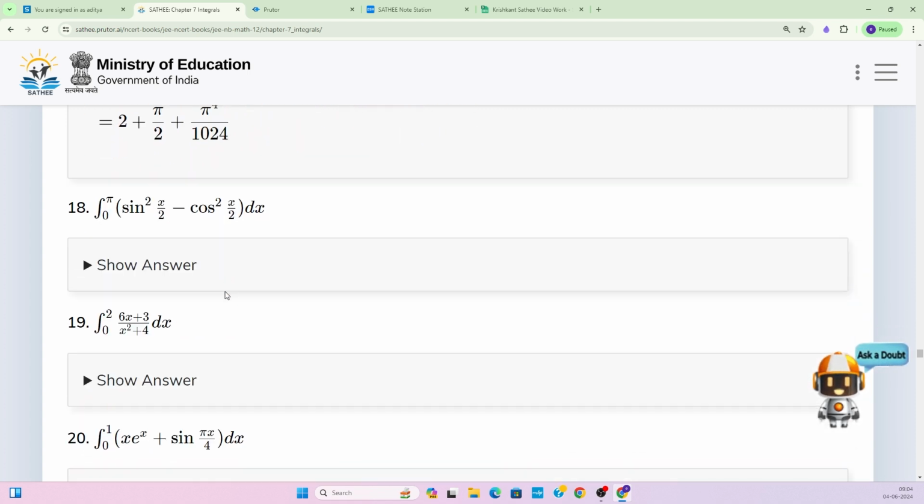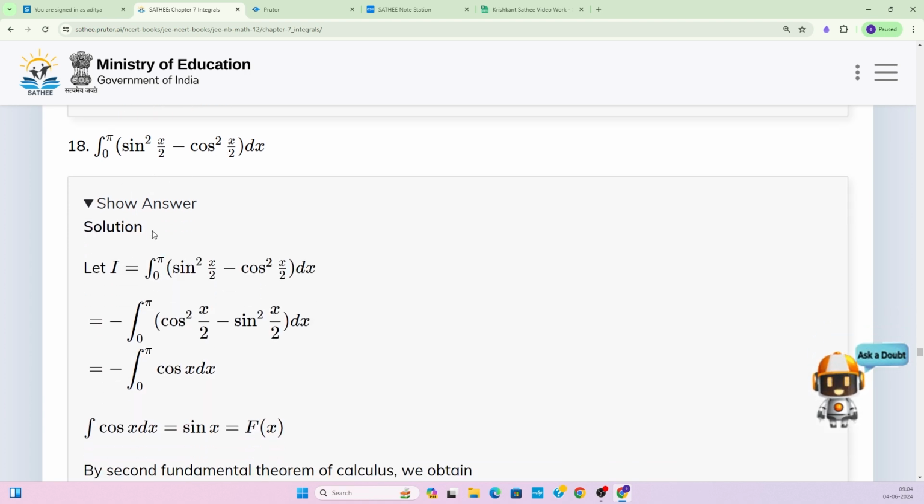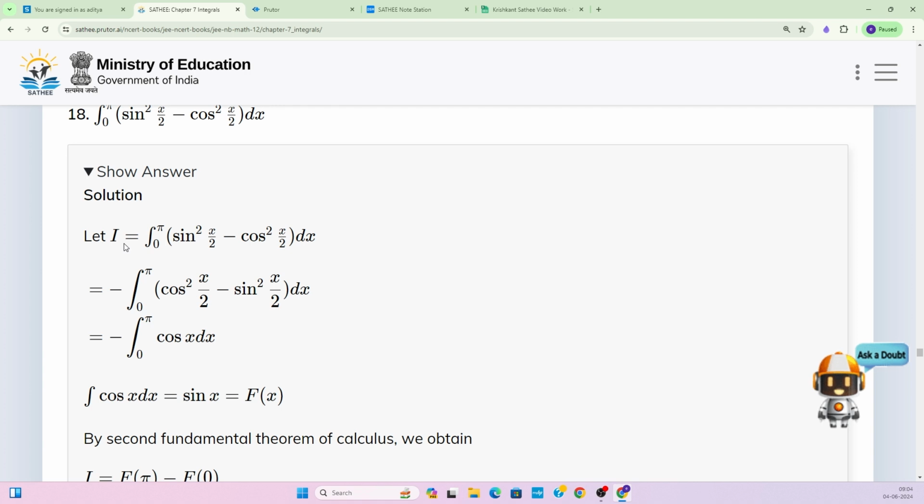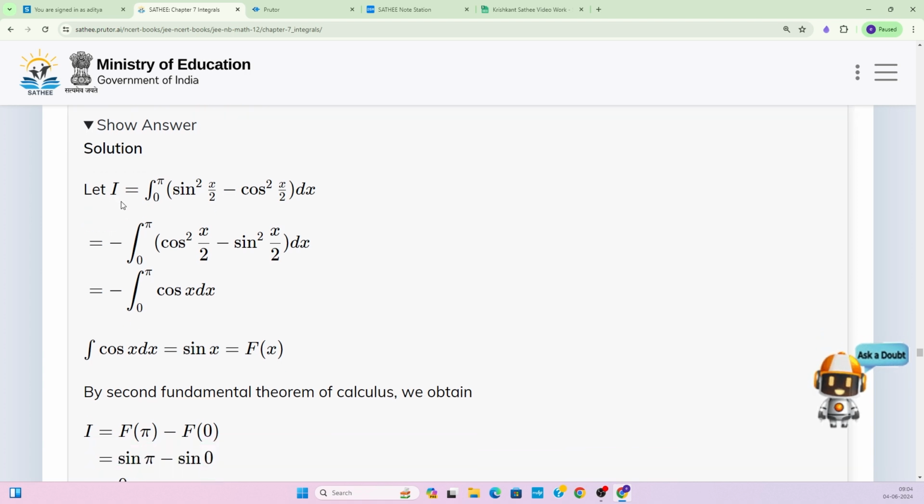Clear? Now 18th. Okay, the 18th problem says definite integral 0 to pi of (sine square x by 2 minus cos square x by 2) dx will be what? As you can see, first of all, your capital I can be reduced to this form, minus integral 0 to pi of cos x. How? Sine square x by 2 minus cos square x by 2. You all know what it is, it is just nothing but minus of cos x. So that's why it is written over here.